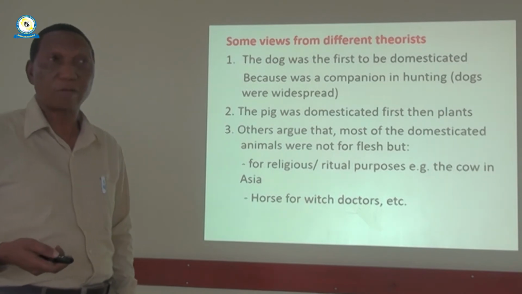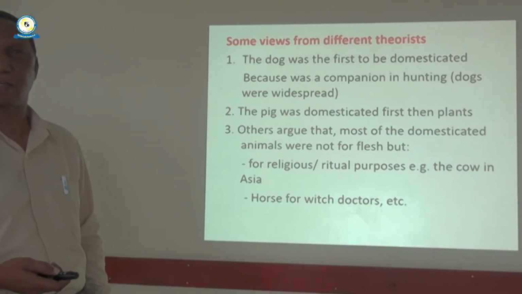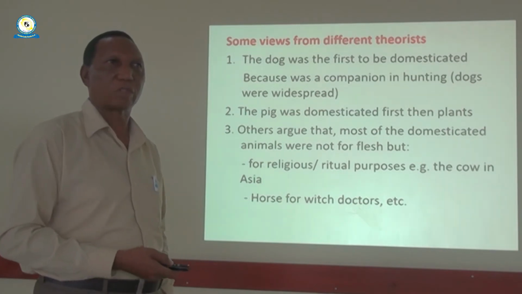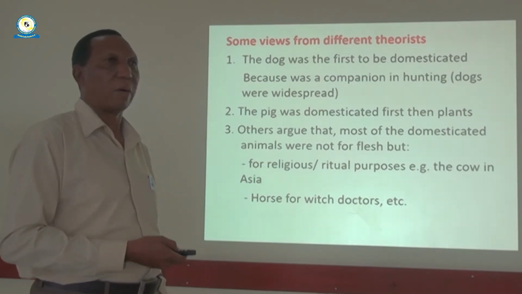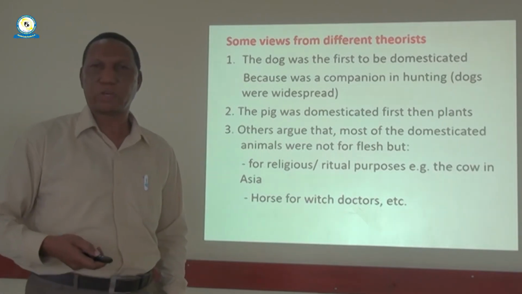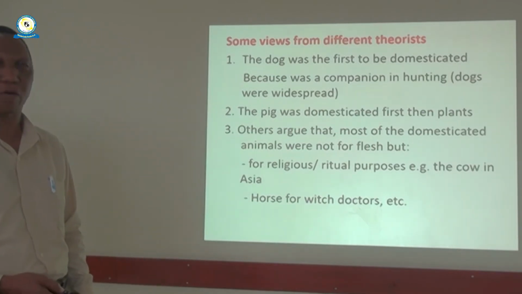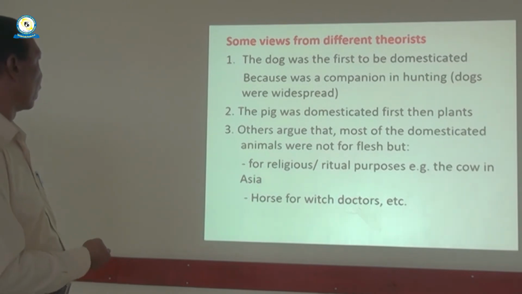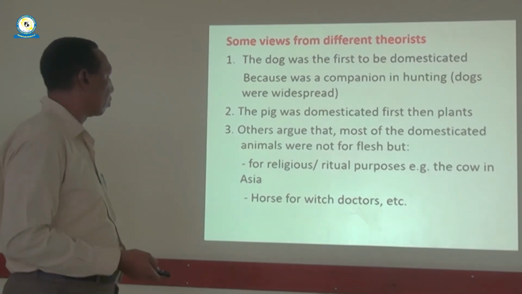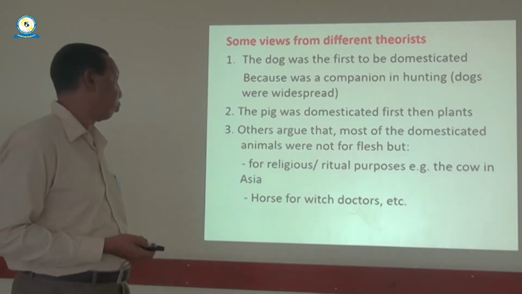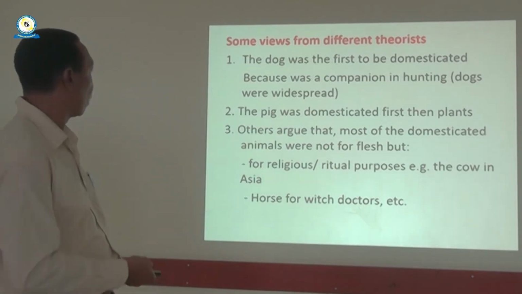But on some other grounds, people think that maybe the cat was the first to be domesticated, particularly in the farming community, because they were bothered by rats, so they wanted a pet which could catch such rats which destroyed their crops. So this also is not always easy to say which one. Some say the pig was domesticated first, and then plants. These are ideas, opinions. Of course, they give reasons.